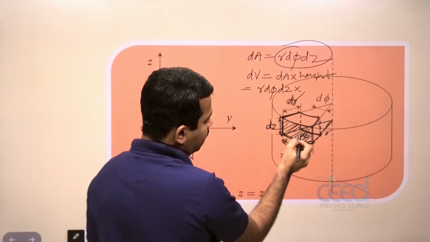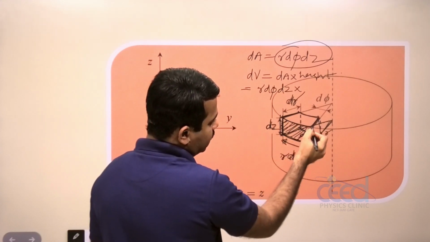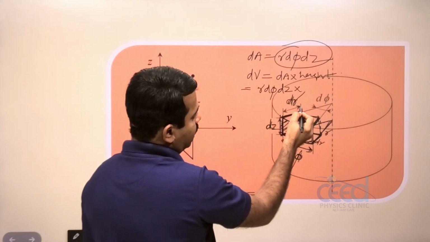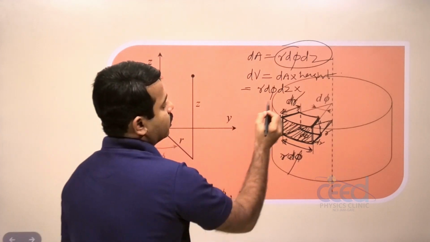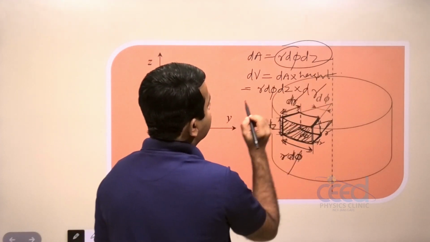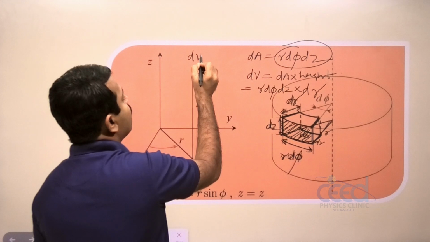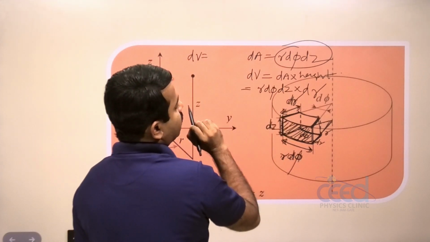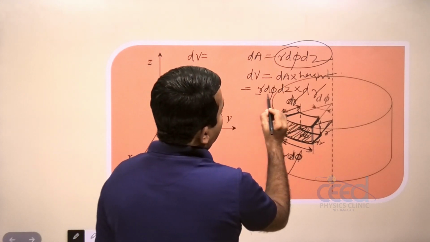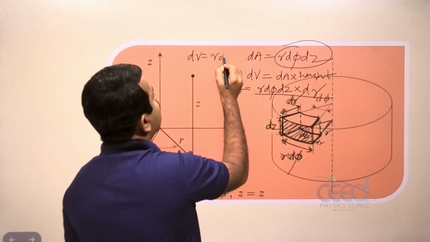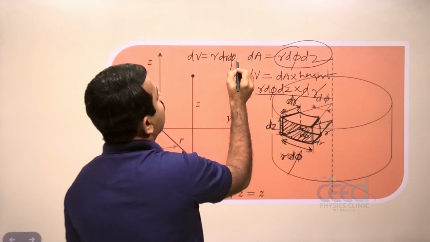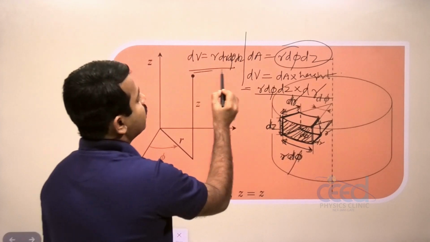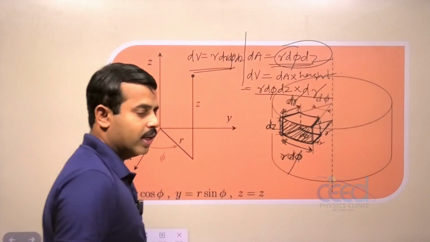So by considering this as the area, its height is this dr, right? So this is the height, that is dr we already chose. So the volume element is equal to r dr d phi dz, alright. Then this is the volume element, this is the area element, alright.